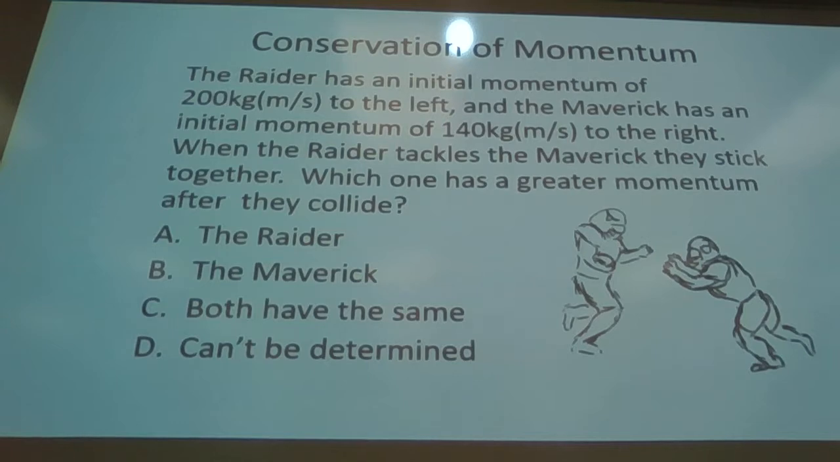Okay, this question is asking individually, as two football players moving together, which one's going to have a greater momentum after they collide? Which individual football player is going to have a greater momentum after they collide?